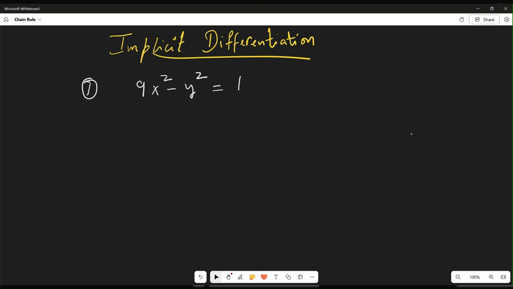First of all, what is implicit differentiation? This is basically differentiating both sides of the equation with respect to x, and then solving the resulting equation for the derivative of y. So let's get started. Take the derivative on both sides of the equation.